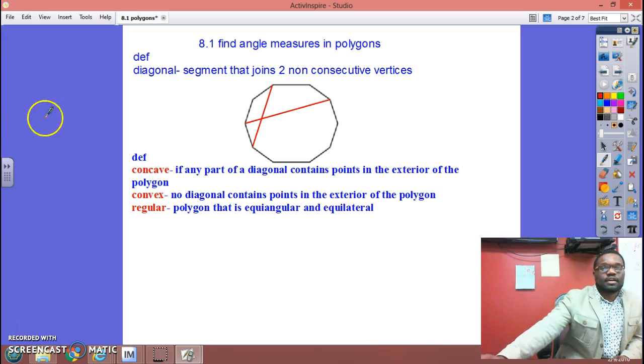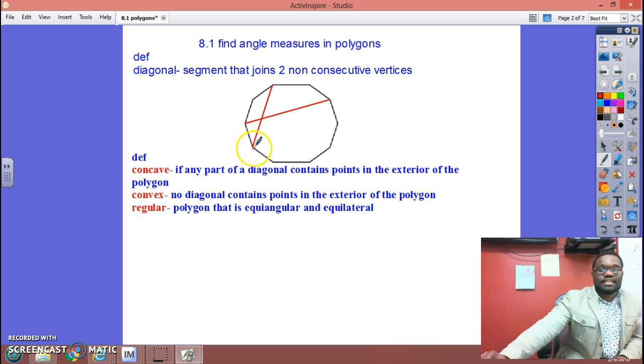So let's talk about a diagonal first. It's a segment that joins two non-consecutive vertices. So what's a vertice? It's these points where you change direction, where you got segments that meet, okay? So as long as they're not right next to each other, that's non-consecutive, you can call those a diagonal.